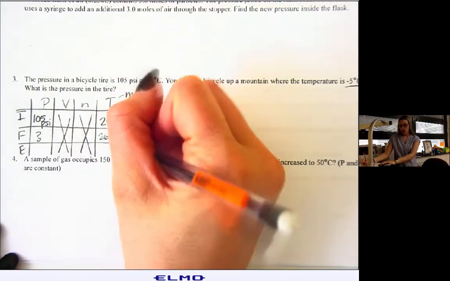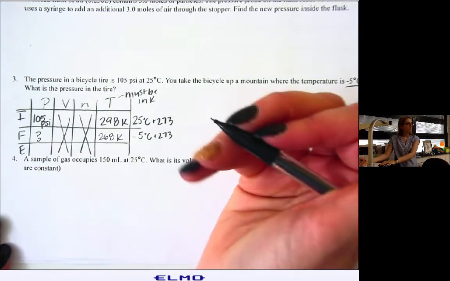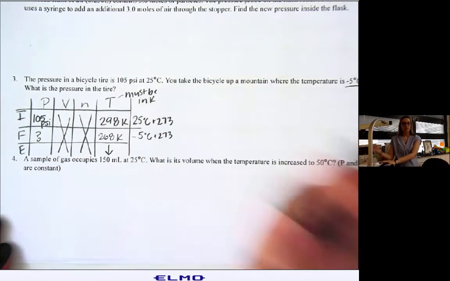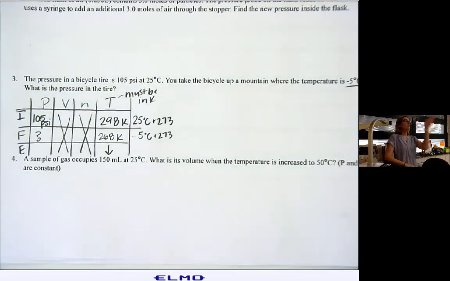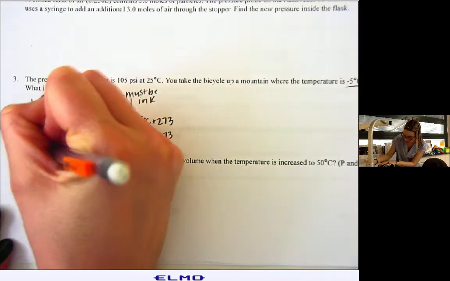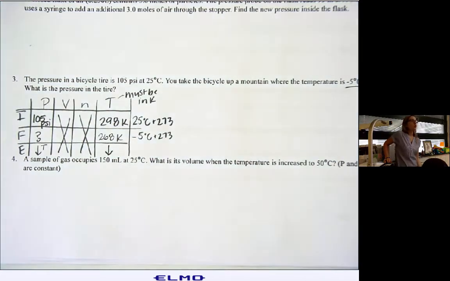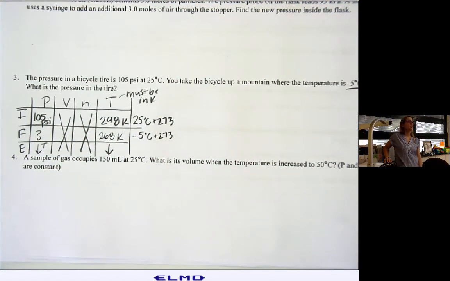So now, look at what happens to temperature. It goes from 298 to 268. So it goes down. This effect row is taking into account the relationship between the variables. As temperature goes down, the molecules move more slowly. What does that do to pressure? Also goes down. So now the effect under pressure, I'm going to put a down arrow due to temperature. So my final pressure should be lower than my initial based on the variable relationship.